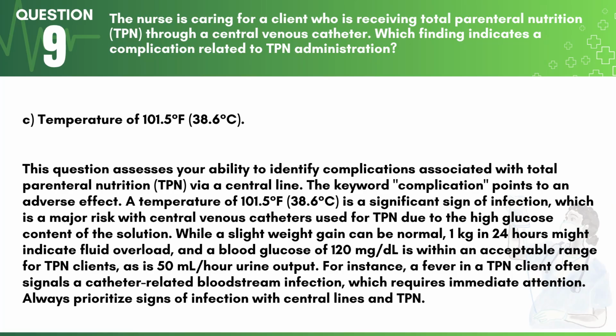While a slight weight gain can be normal, 1 kg in 24 hours might indicate fluid overload, and a blood glucose of 120 mg per deciliter is within an acceptable range for TPN clients, as is 50 ml per hour urine output. For instance, a fever in a TPN client often signals a catheter-related bloodstream infection, which requires immediate attention. Always prioritize signs of infection with central lines and TPN.